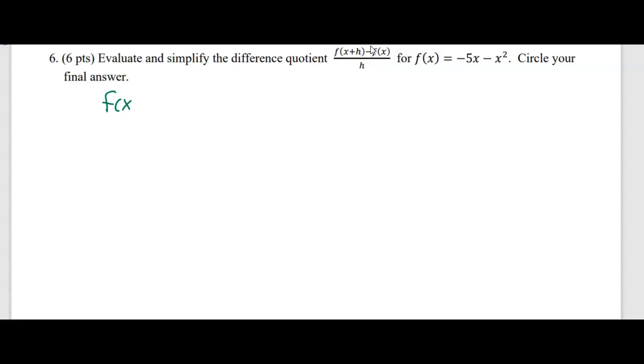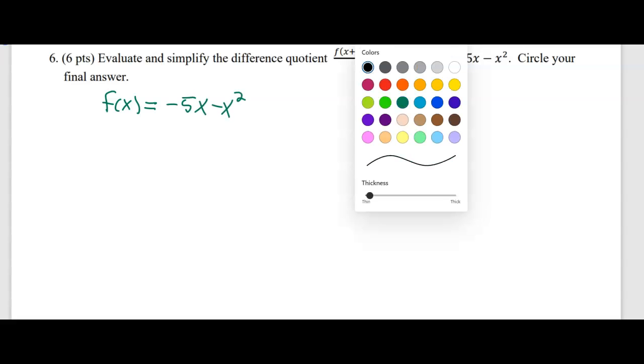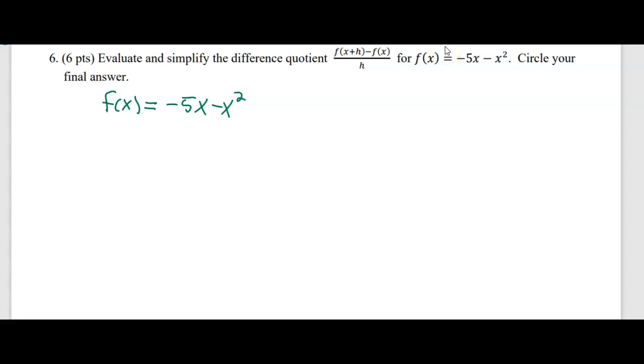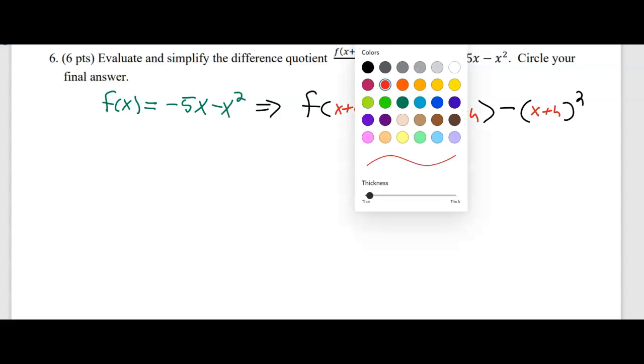Now f of x plus h, let's start with f of x being negative 5x minus x squared. If I were to set this up in blanks, f of blank equals negative 5 blank minus blank squared. Now if I plug in x plus h into these blanks, I have the expression that I will then simplify for what is f of x plus h.